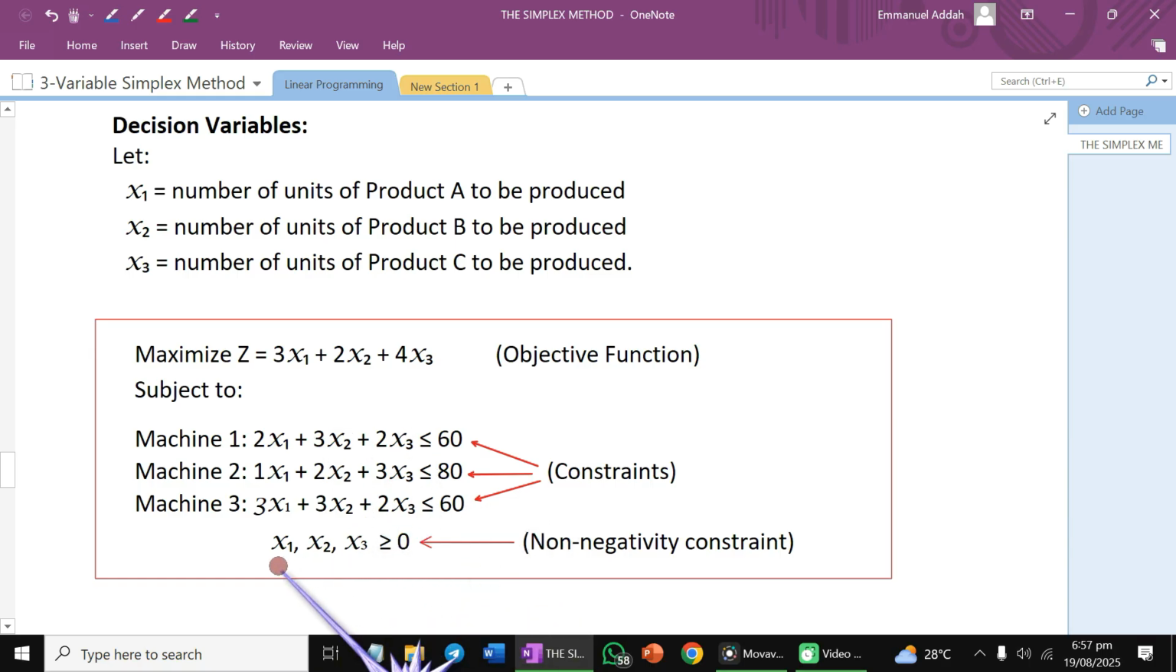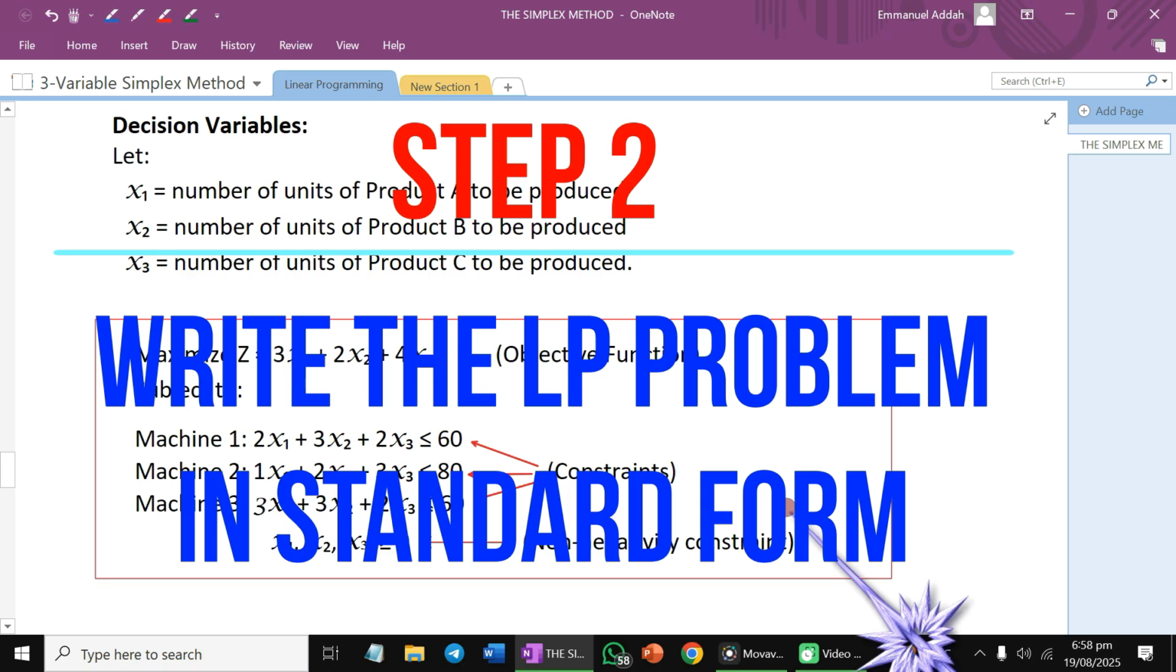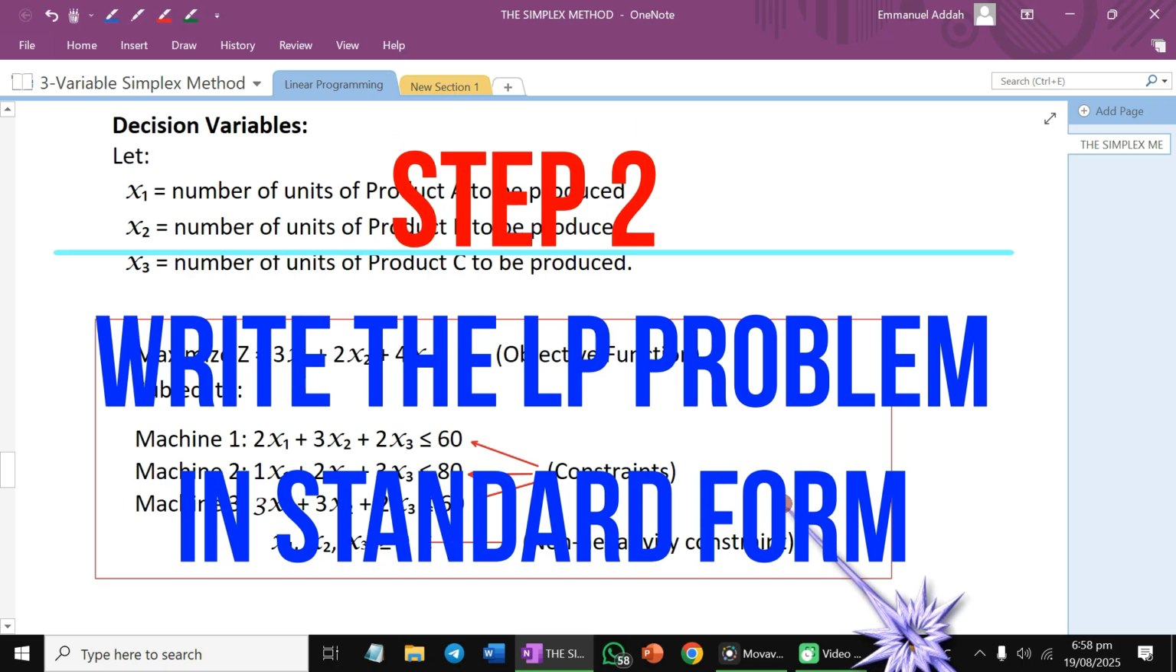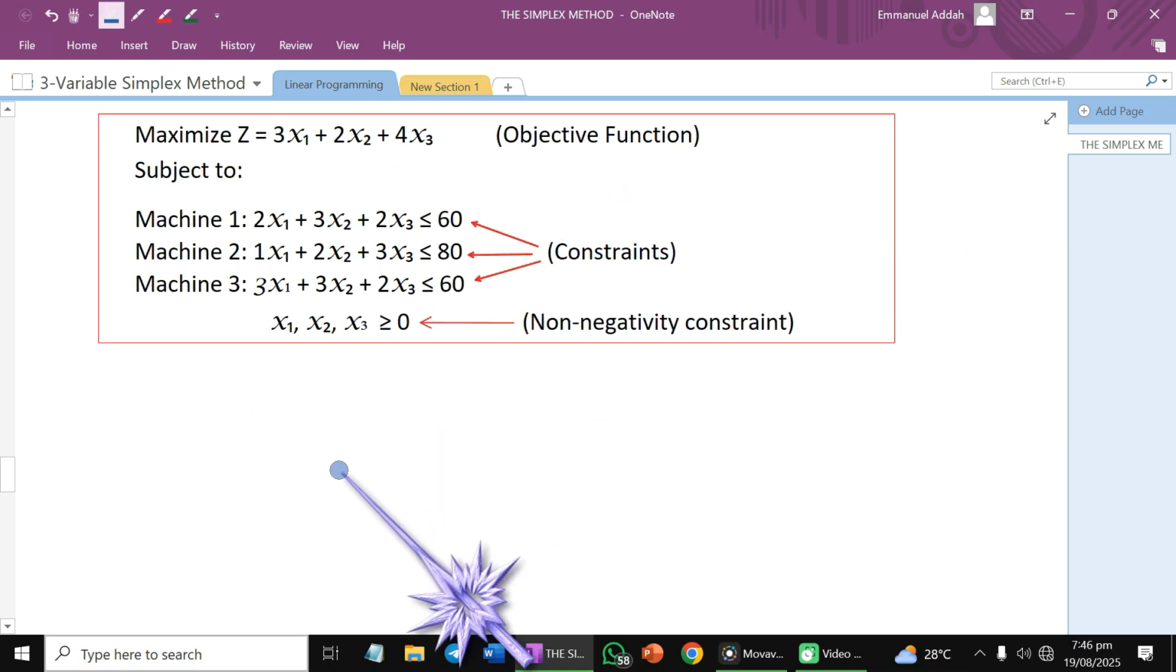Then subject to also, x1, x2, x3 greater than or equal to 0. This is what we call the non-negativity constraint. We must not have negative values. The minimum should be 0 for each of the units we are going to produce for products A, B, and C. So this is how to formulate the problem. The next thing is to write out our problem in standard form. Let's write this problem in standard form.